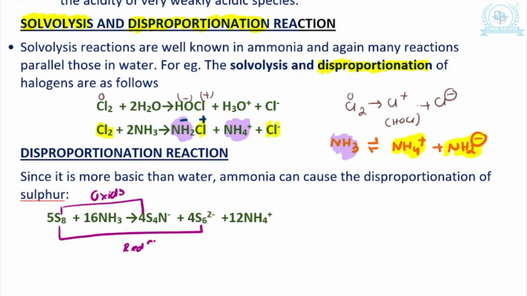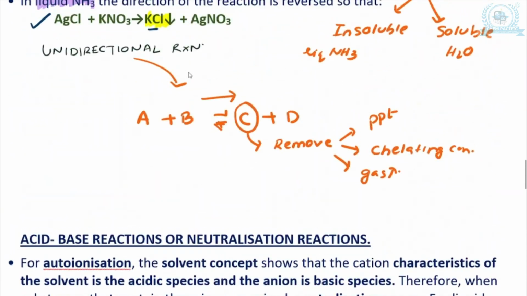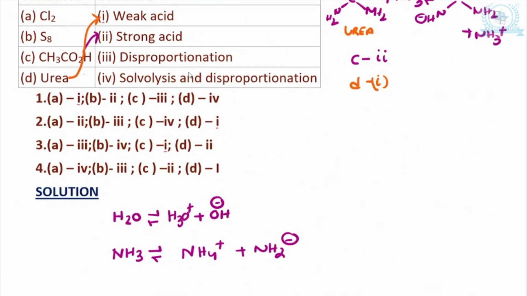So this is a very important video. Your concept will become very clear, and because of this you can handle many incoming questions. That is, chlorine is an example of solvolysis and disproportionation, and S8 is an example of only disproportionation. So B is going to be 3. So the answer is A4, B3, D1 and C2. So this is the answer. Very important. Just go through this video two to three more times, so it will give you a lot of important information about liquid ammonia.